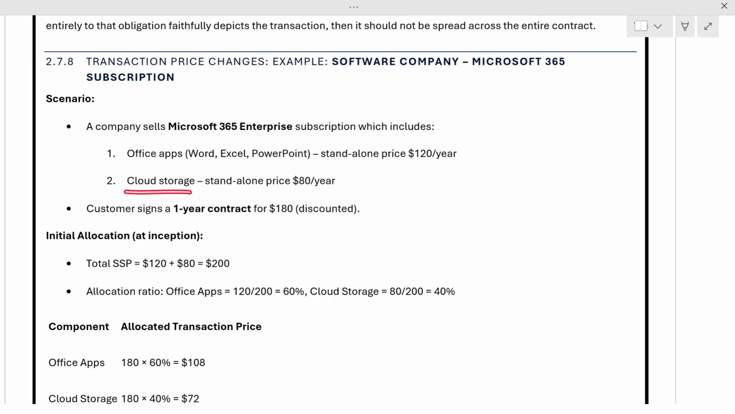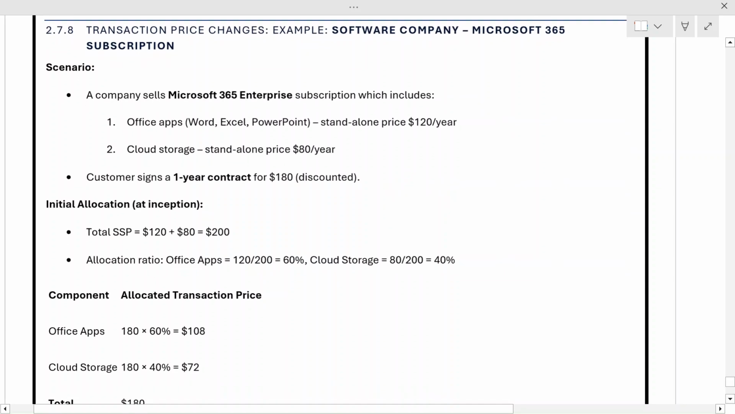Similarly, the cloud storage is there and the standalone price is $80. So overall, this standalone price in totality is $200. A customer goes to them and he signs a contract for $180, meaning getting a discount of $20. Now, what will happen at the initial allocation?